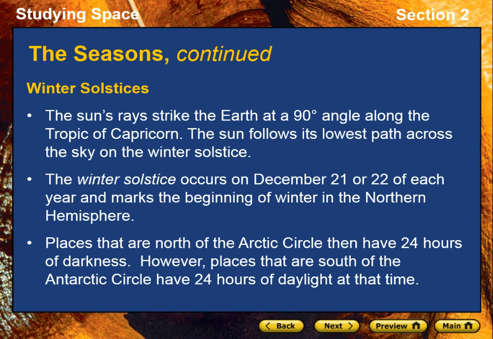At the Winter Solstice, the Northern Hemisphere has the fewest daylight hours. The Sun follows its lowest path across the sky. Places that are north of the Arctic Circle then have 24 hours of darkness. However, places that are south of the Antarctic Circle have 24 hours of daylight at that time.